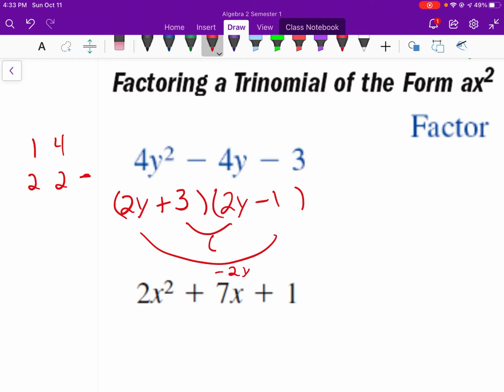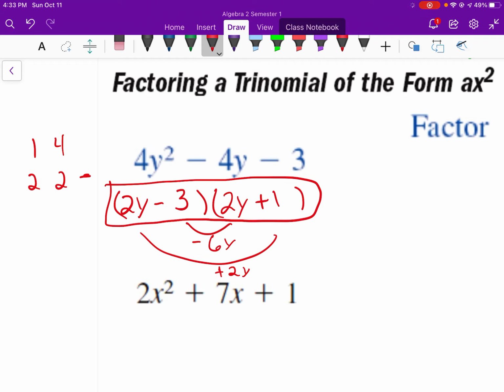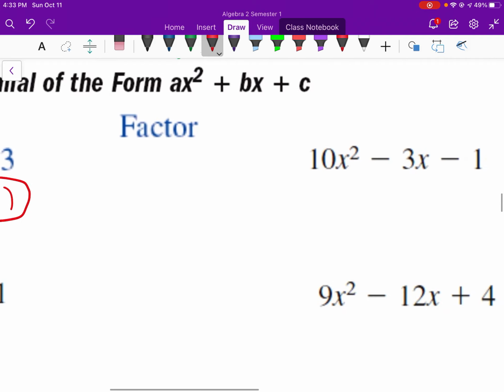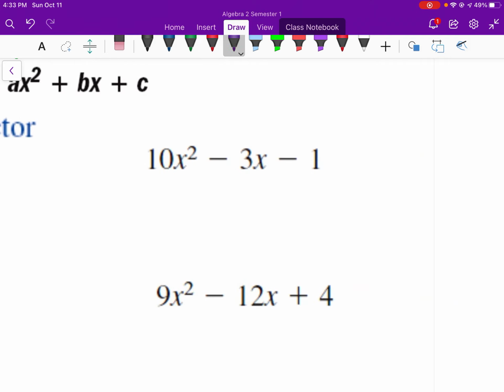Okay, so this is going to give us negative 2y and 6y. So that's going to give us positive 4y. I need negative 4y, so I'm going to flip these signs in our factored form. Okay, so now it's negative 6y and positive 2y to give us that negative 4y we need. The more you do it, the faster you're going to see that proper combination there. All right, so the next one.